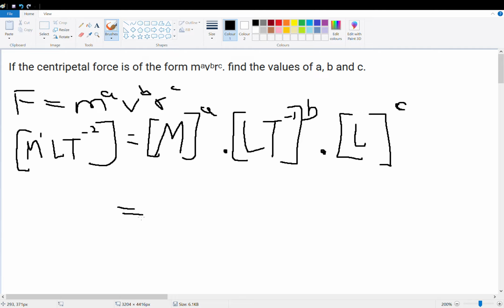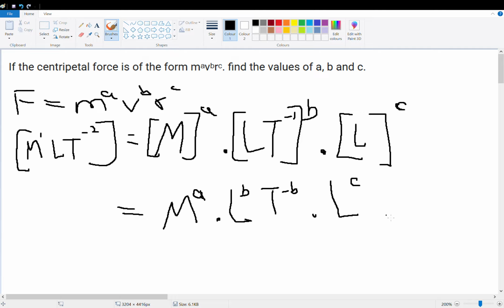Now we're going to apply the powers on everything. It was outside the bracket, but now it's going to be M to the power of a, multiplied by, this small dot means to multiply, L and T each with the power of b. So it's going to be L to the power b and T to the power of minus b, because here it says minus 1. Now multiplied by L to the power c.